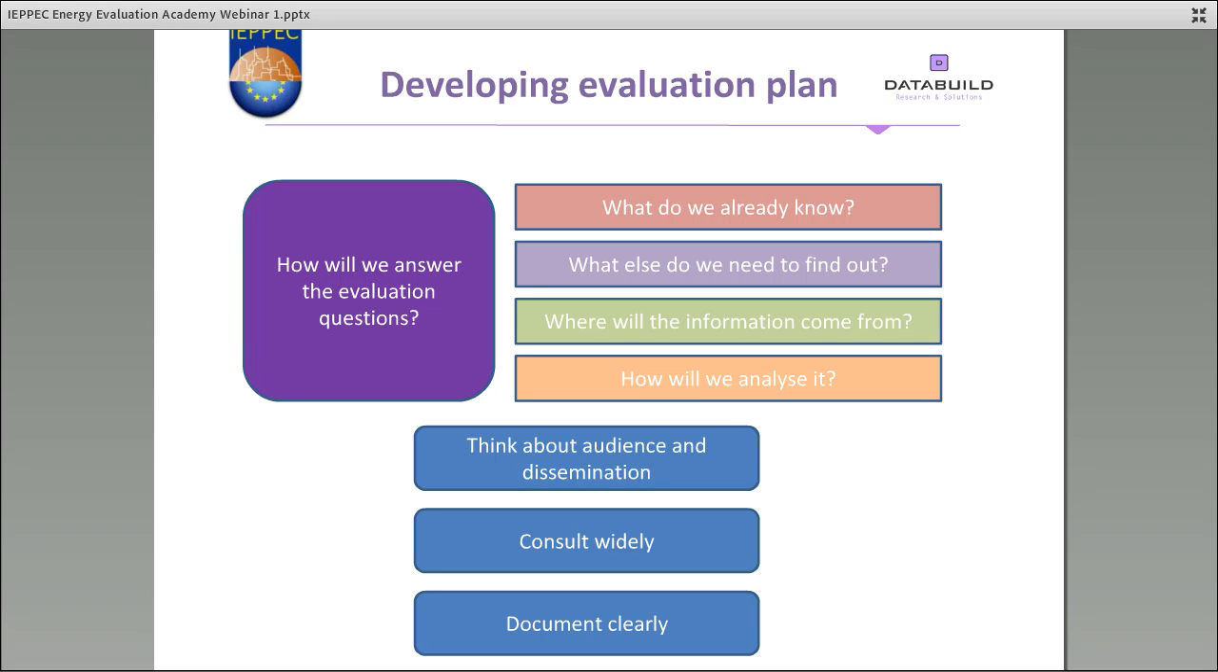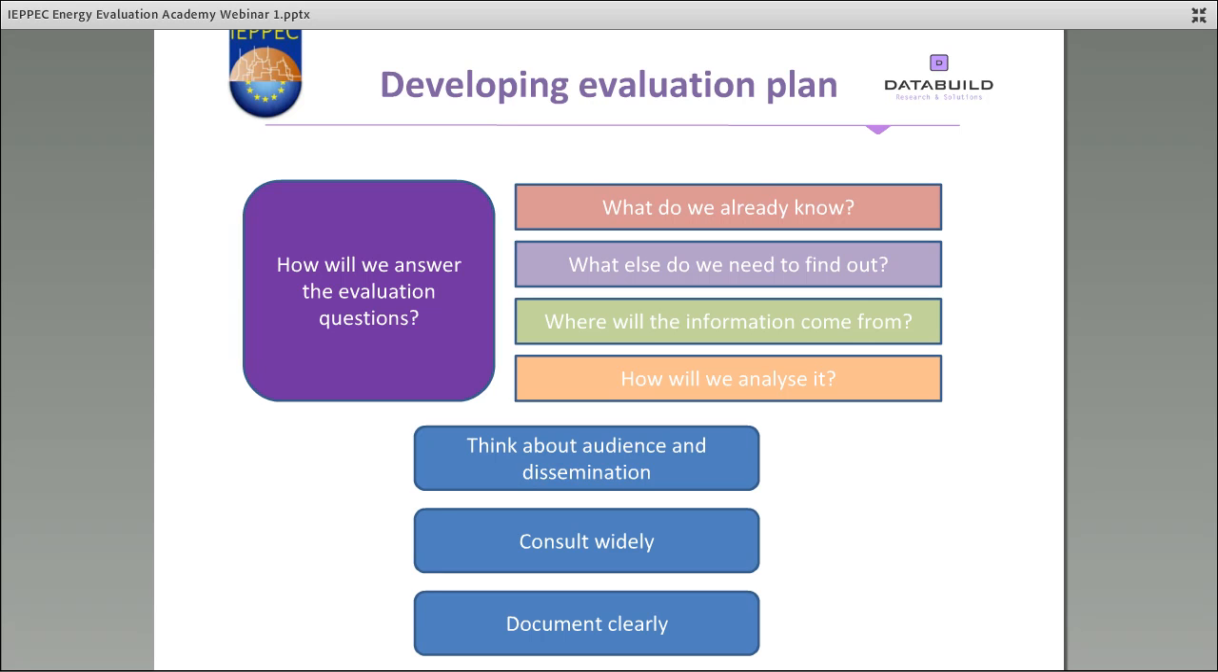There'll be a lot of information you already know, and it's quite important at an early stage to marshal all that information, to draw it all together. So you can then answer the question, well, what else do we need to find out? Where will the information come from, and how will we analyse it? And that forms the bones of your evaluation plan.